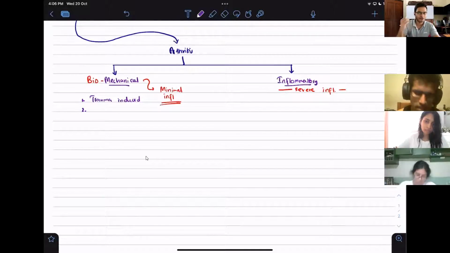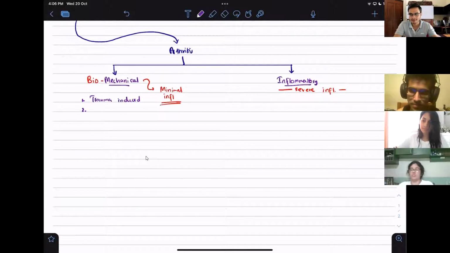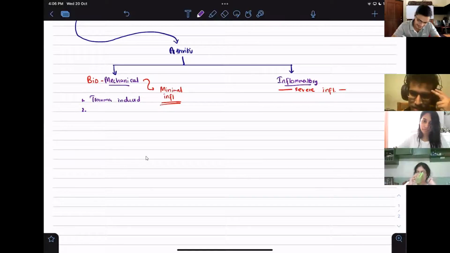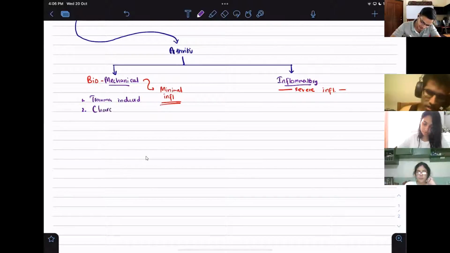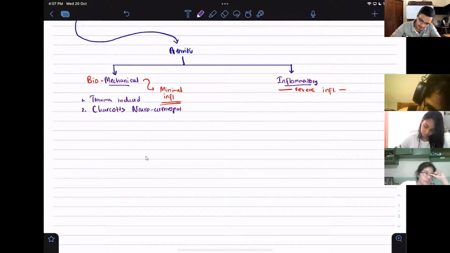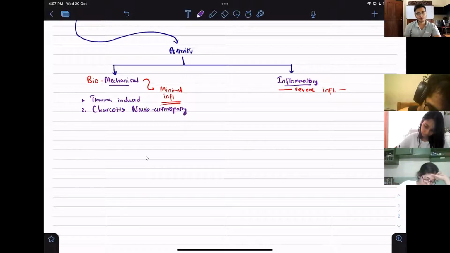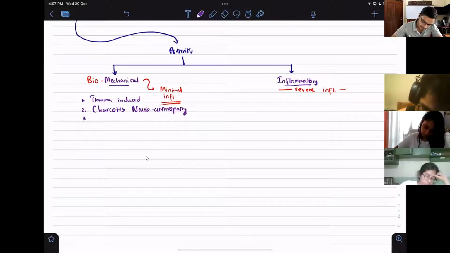Any neuroarthropathies that you all remember? Yes, excellent. Charcot's neuroarthropathy, right? This also comes under the biomechanical category, so we are not going to talk about these. We've already talked about them. And the third one, guys, is osteoarthritis. This is what we are going to discuss today.